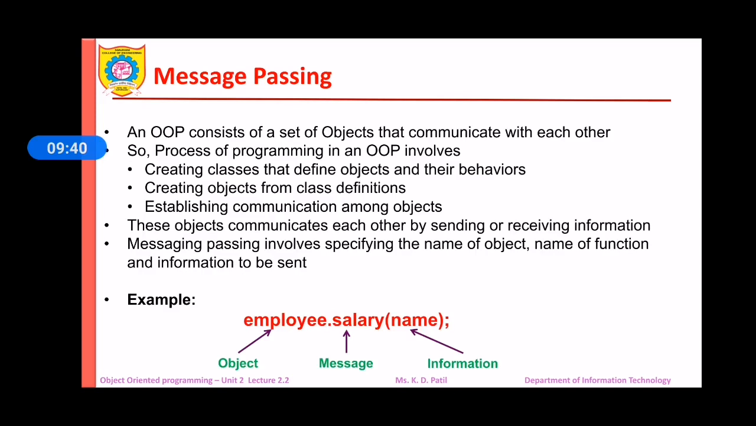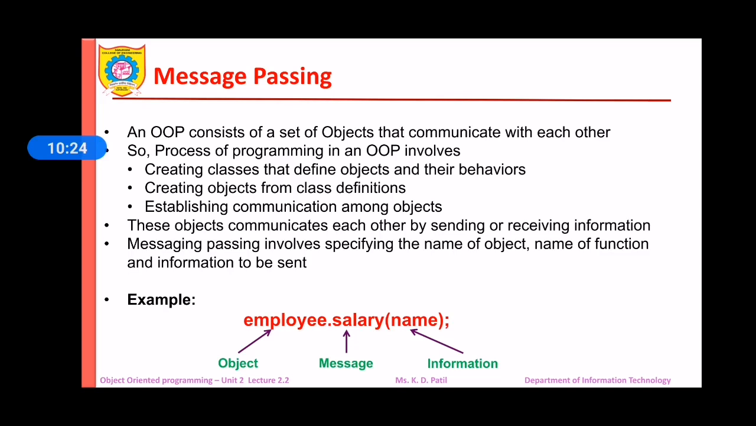Now let us see the next principle of object oriented programming, that is message passing. An object oriented program consists of a set of objects that communicate with each other. So the process of programming in object oriented programming involves creating the classes that define the objects and their behaviors, creating the objects from the class definitions, and establishing the communication among these objects. These objects communicate with each other by sending and receiving messages or information. Message passing involves specifying the name of the object, the name of the function, and the information to be sent.